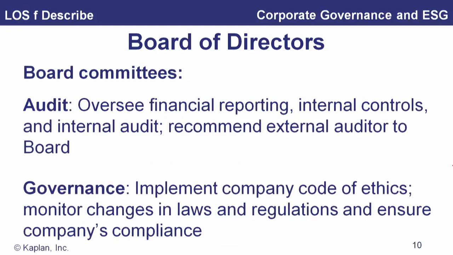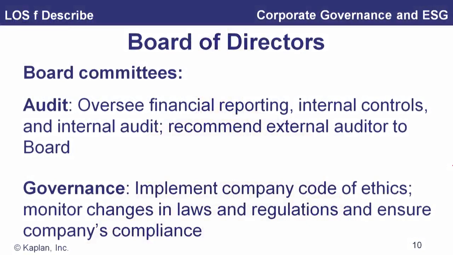The board can have several committees. Here are some examples. One is an audit committee. They oversee the financial reporting and the internal controls of the company. Internal controls refers to the rules and processes regarding use of company assets. And they also recommend the external auditor to the board. There can be a governance committee. A governance committee is there to implement the company's code of ethics and look at the changes in laws and regulations and just make sure that everyone in the company is up to date on these and follows them to ensure that the company is compliant with all the laws and regulations under which they're subject.